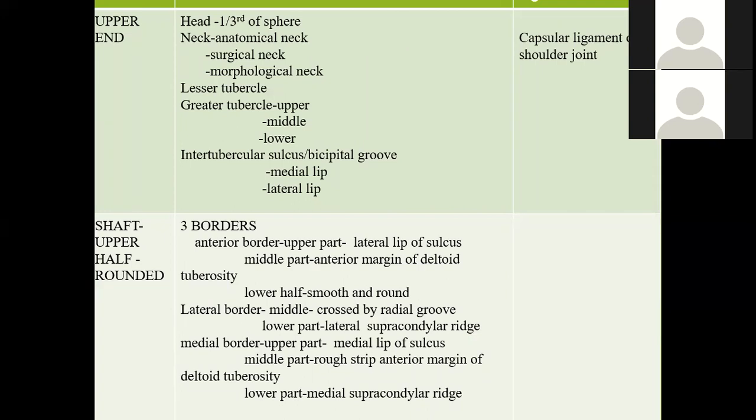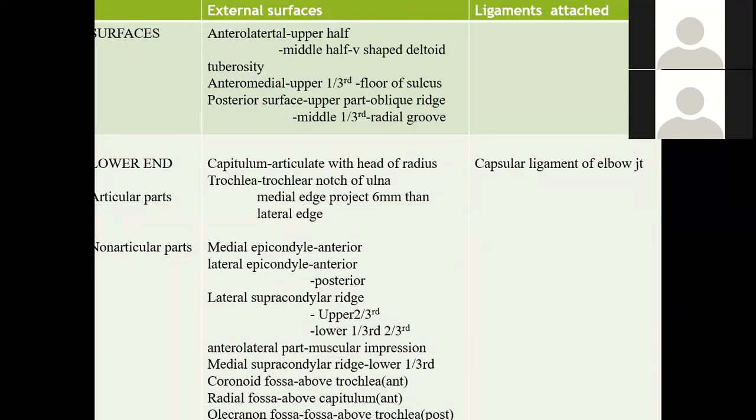The upper end, that is the neck region, gives attachment for the capsular ligament of the shoulder joint. We already know the shoulder joint is a synovial joint, so it is covered by the capsular ligament or fibrous capsule. The next one, lower end: above the capitulum and trochlea, it gives attachment for the capsular ligament of the elbow joint, because the elbow joint is again a synovial joint. So very simple, only the capsular ligament is attached in this humerus.